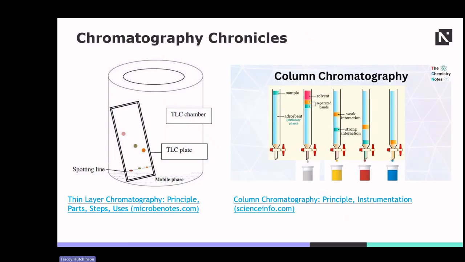Next, we have column chromatography. In column chromatography, a mixture is separated as it passes through a vertical column filled with a stationary phase. Components are eluted based on their interaction with the stationary phase, with the least retained component eluting first. Column chromatography is particularly useful for isolating pure compounds from complex mixtures, making it a valuable technique in organic synthesis and natural product isolation.